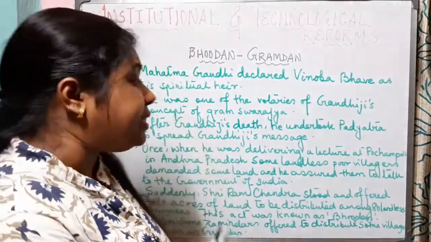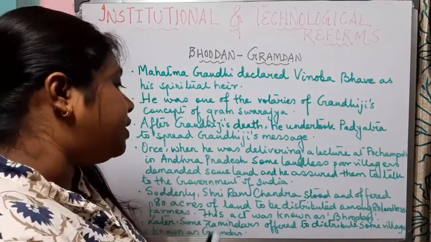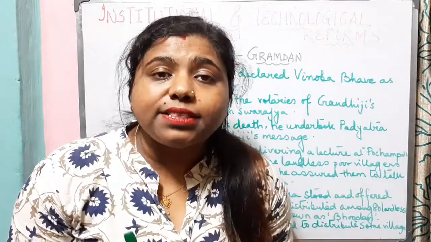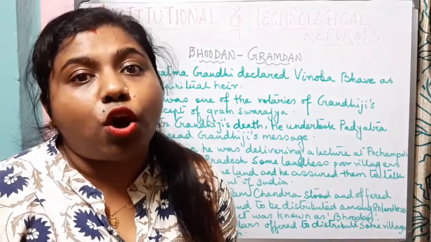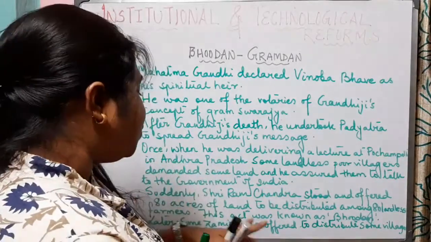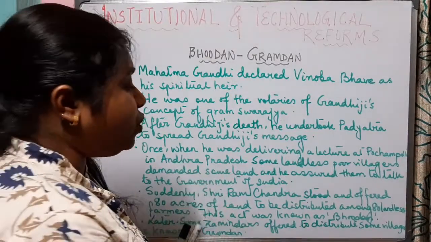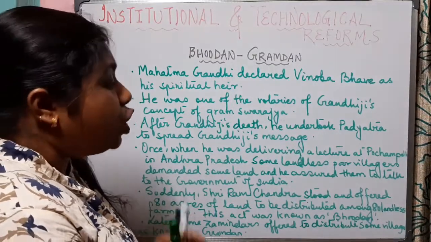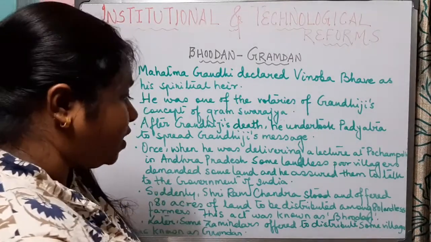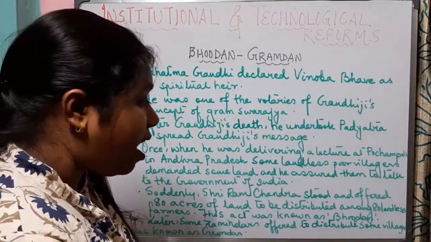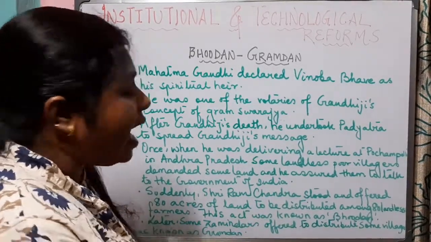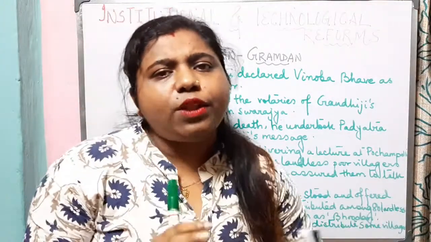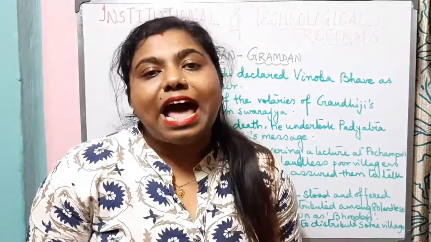There we would see that some zamindars and the village owners, they offered to distribute some villages. Why the zamindars wanted to offer land or villages for distribution? Because they were in fear of the Land Ceiling Act, and this was known as the Gramdan. Now why some of the land owners wanted to distribute their land? Because they were in fear of the Land Ceiling Act.